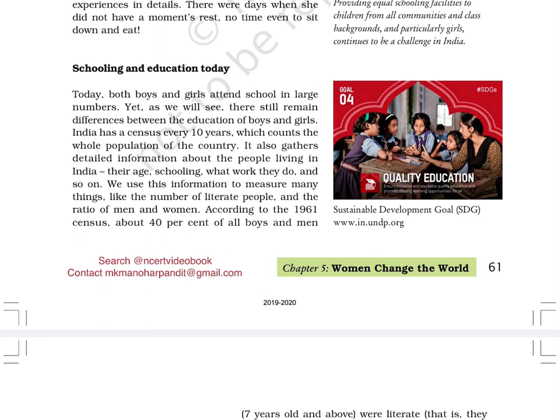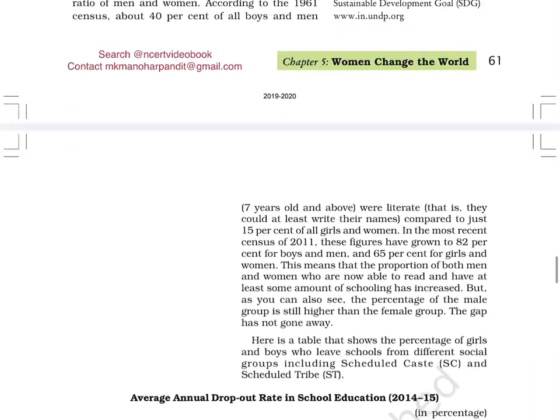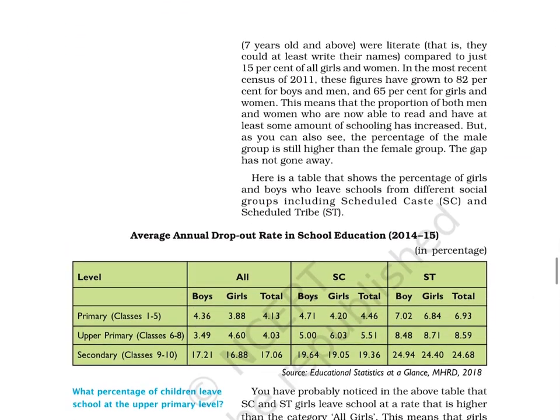India has a census every 10 years which counts the whole population of the country. It also gathers detailed information about the people living in India, their age, schooling, what work they do, and so on. We use this information to measure many things, like the number of literate people and the ratio of men and women. According to the 1961 census, about 40% of all boys and men 7 years old and above were literate, that is, they could at least write their names, compared to just 15% of all girls and women. Page number 62.